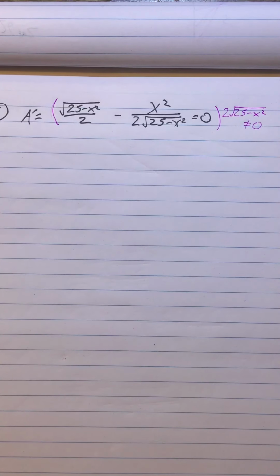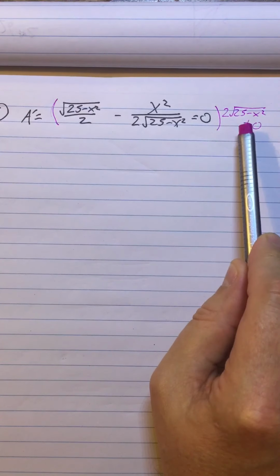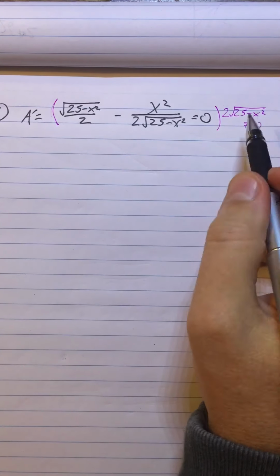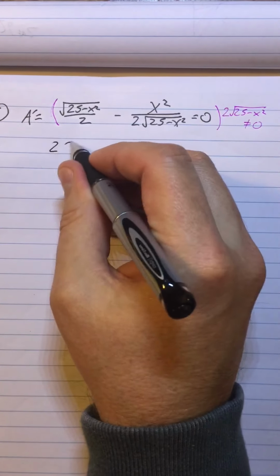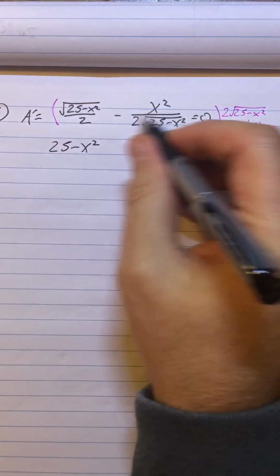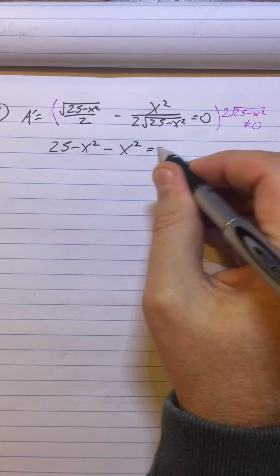So ideally, we like to multiply both sides of an equation by a least common multiple, but only if you know that that least common multiple cannot be 0. So be careful, because sometimes it might be. All right, so when I do that, the 2 and the 2 are going to cancel. Square root 25 minus x squared times square root 25 minus x squared is just going to be 25 minus x squared. The 2 square root 25 minus x squared will cancel with this whole denominator, so I'll have minus x squared. Then I have equals 0.